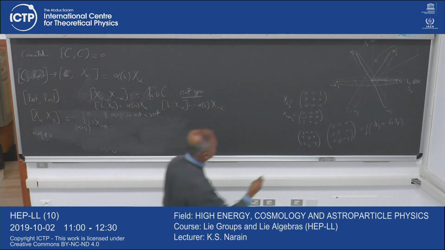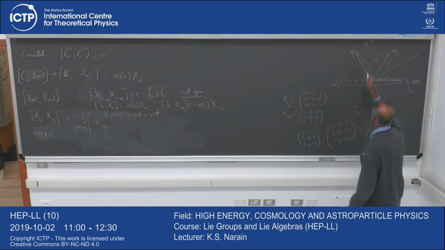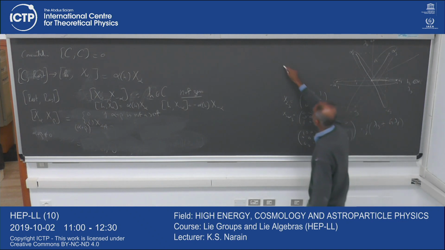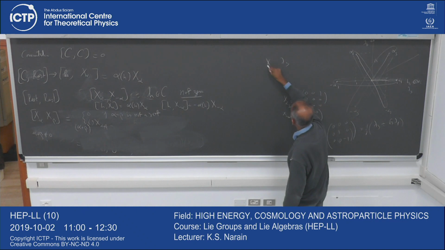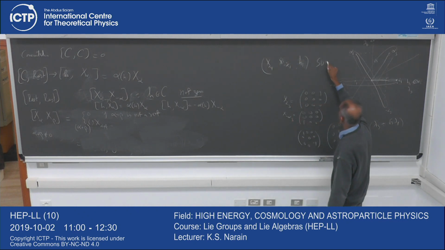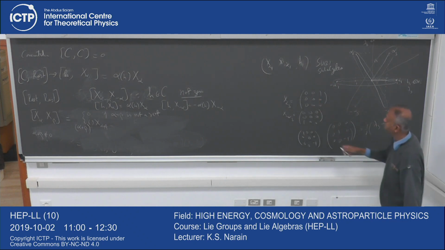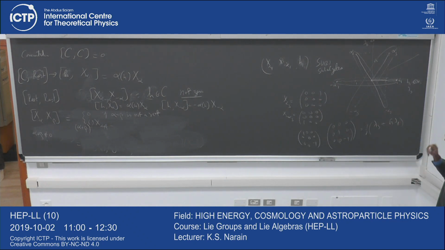Now, if you look at this alpha 2, this one, so let's say this was what we were calling lambda 3. So remember x alpha 1, x minus alpha 1, and lambda 3, which is what we were calling H1. This formed an SU2 subalgebra. Right? Because the commutator of these two will give you something times H1, 2 times H1. So this forms a subalgebra.